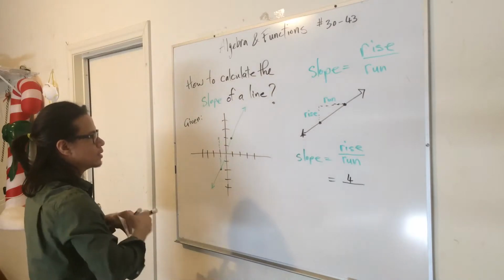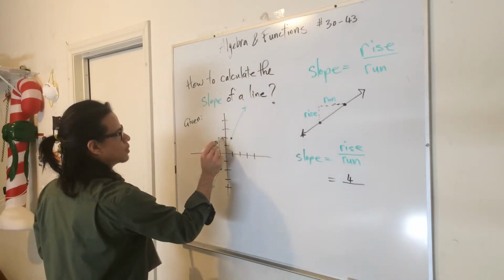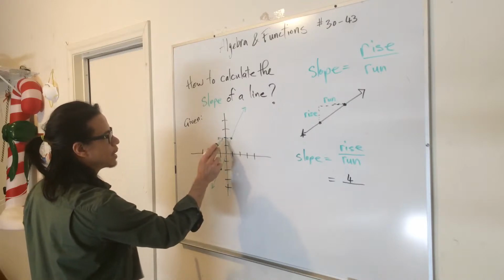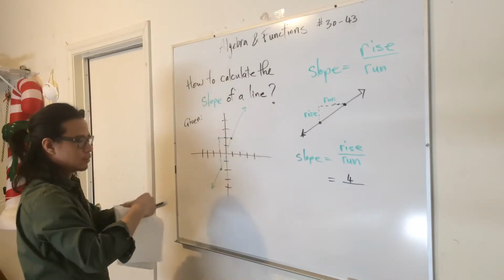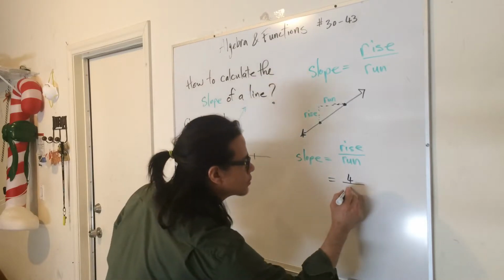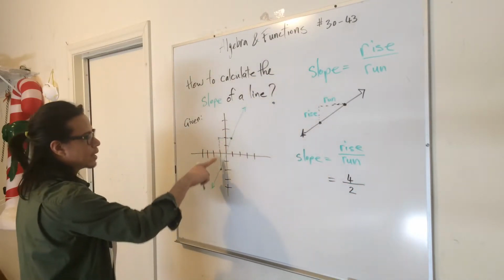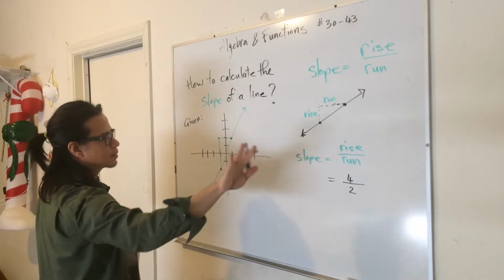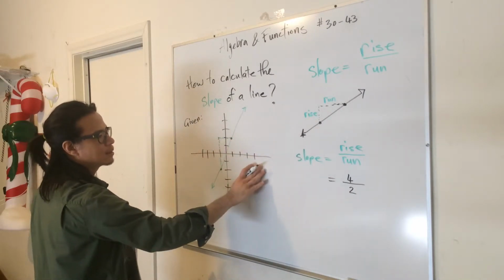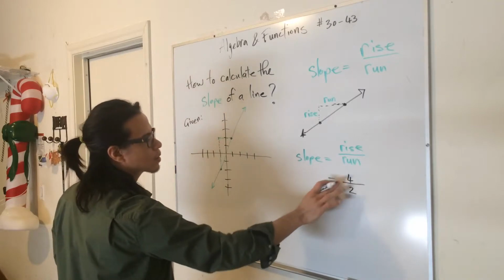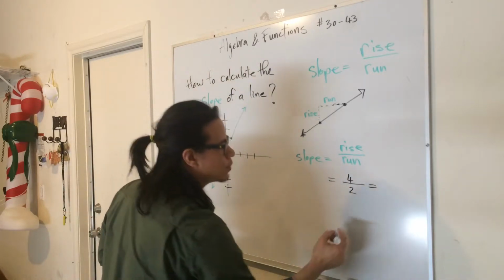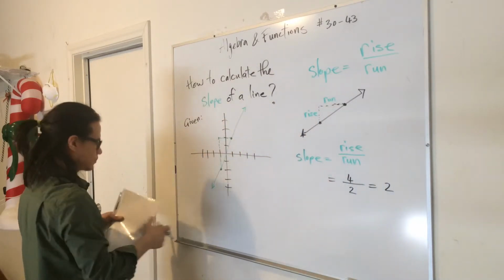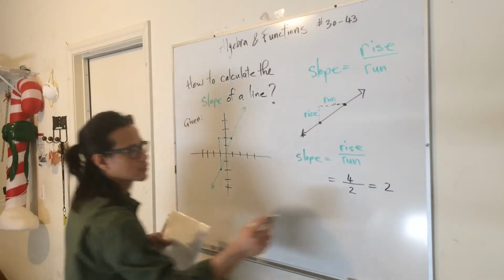Now to get your run, you're going to count how many units you are moving across. In my case, it's 1, 2. So the run is 2. Notice that if I'm going up, it's a positive number. If I'm going to the right, to the positive side of the number line, it's a positive number. So altogether, 4 over 2 is the same as 2. So the slope of this line is 2.